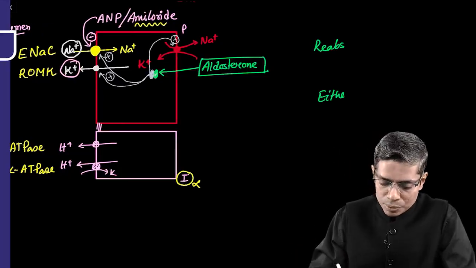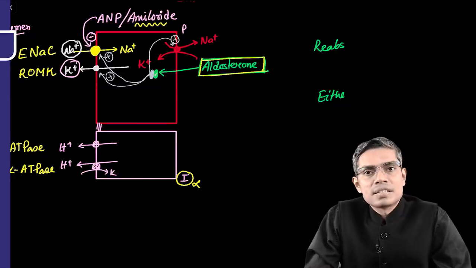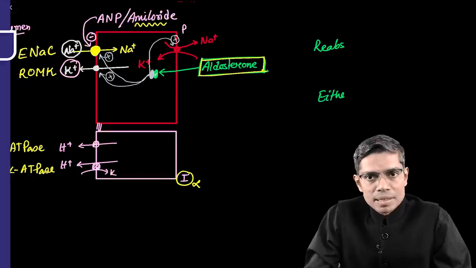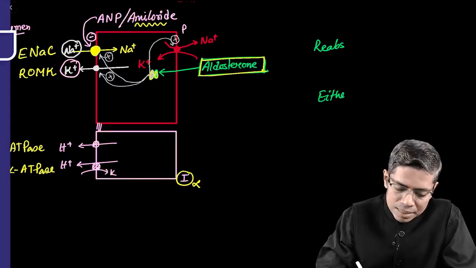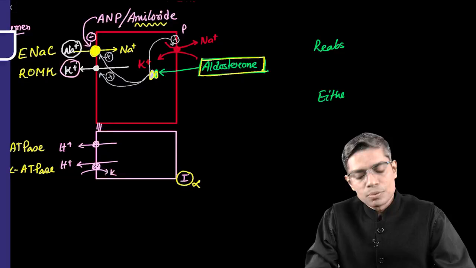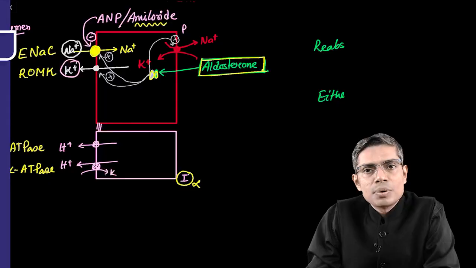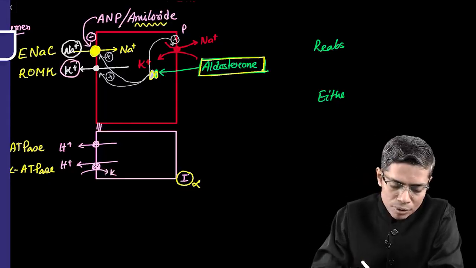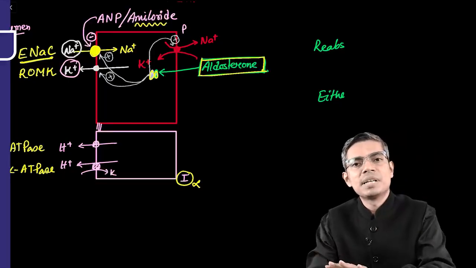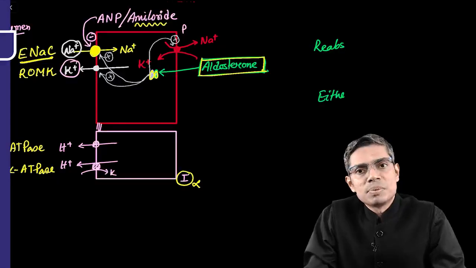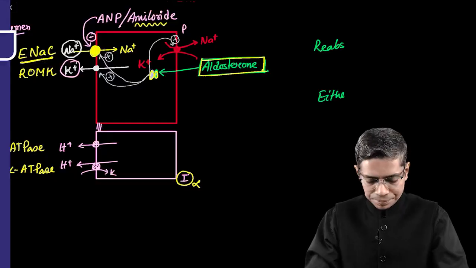Similarly, if you give an aldosterone receptor antagonist, that is spironolactone, the other group of diuretics, the same thing will be done, because aldosterone is ultimately working at the level of the ENaC channel. So if you give spironolactone, you are also inhibiting this ENaC channel. Inhibition of the ENaC channel means sodium reabsorption will be prevented, potassium secretion will also be prevented, and you get potassium sparing diuretics, right?